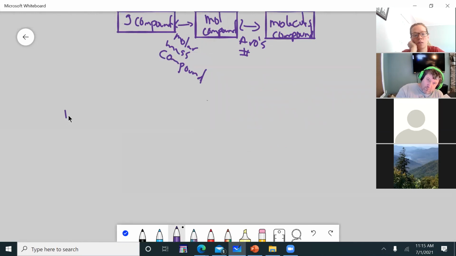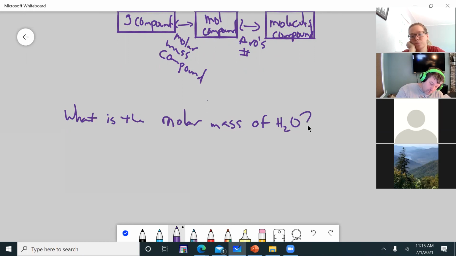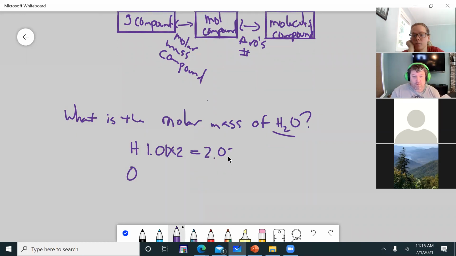So, what is the molar mass of H2O? Well, let's take inventory of what we have. We have hydrogen and we have oxygen. What is the molar mass of hydrogen? It's 1.01. And how many of them do I have? I have 2 of them, right? So I'm going to multiply this by 2 to give me 2.02.